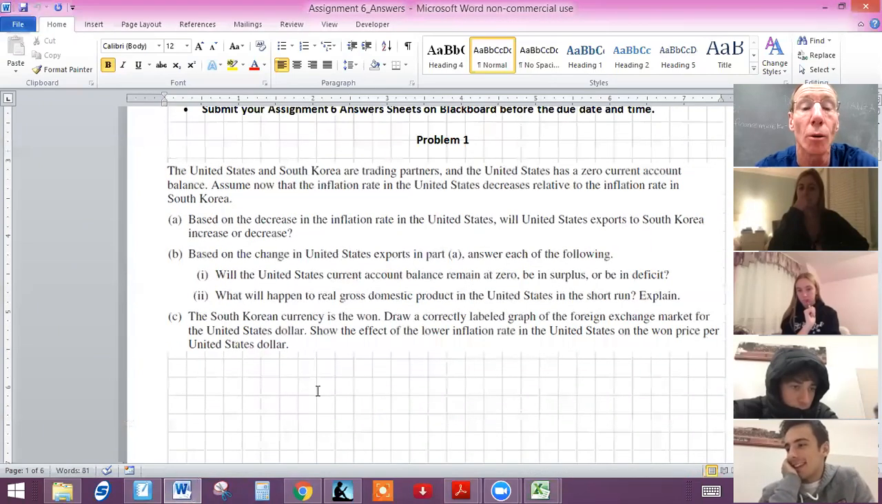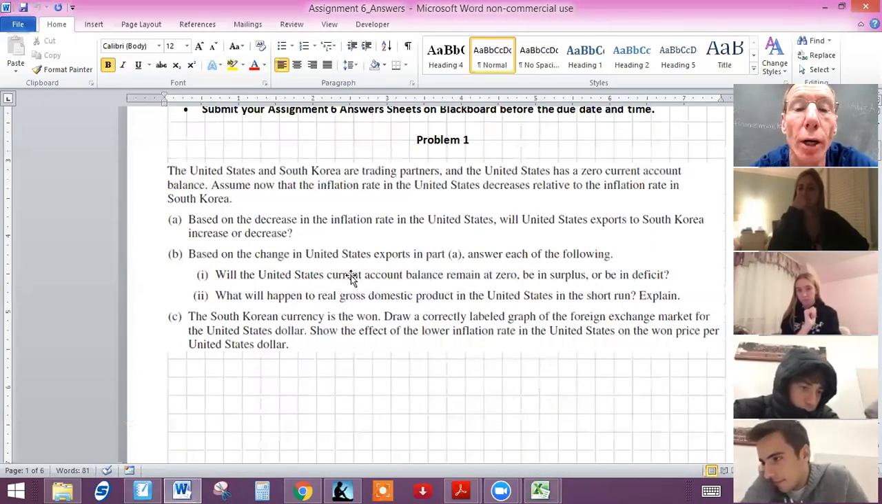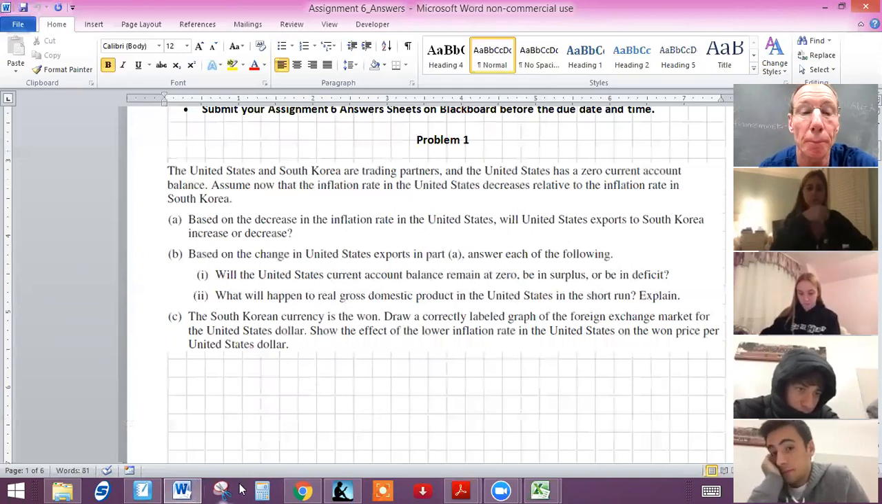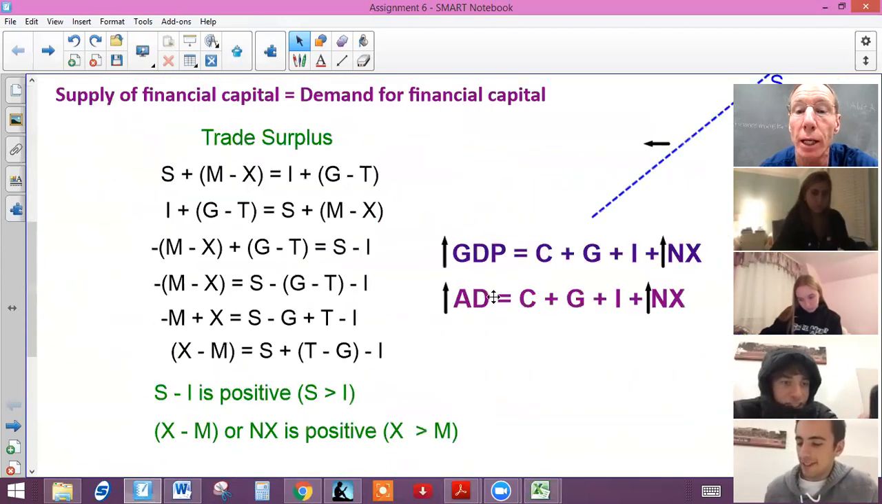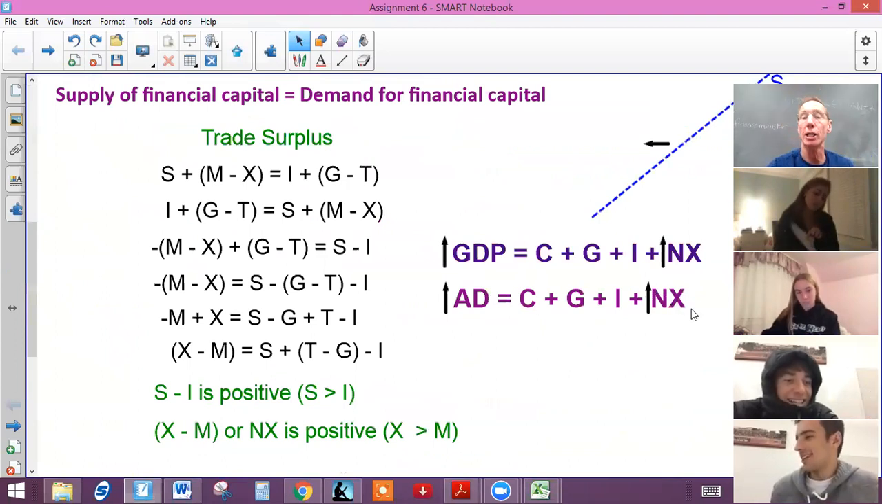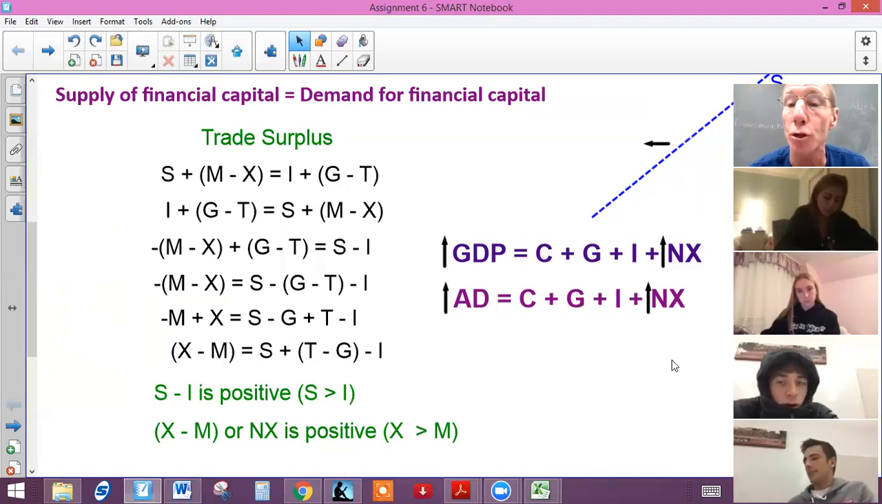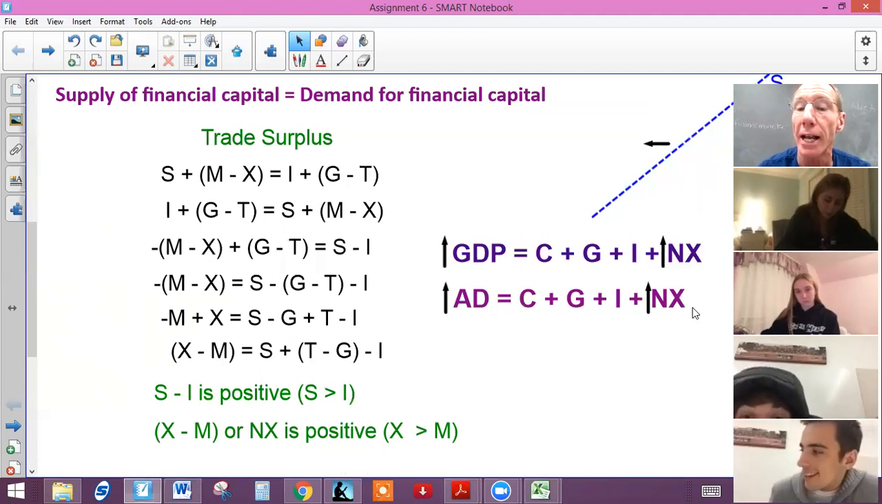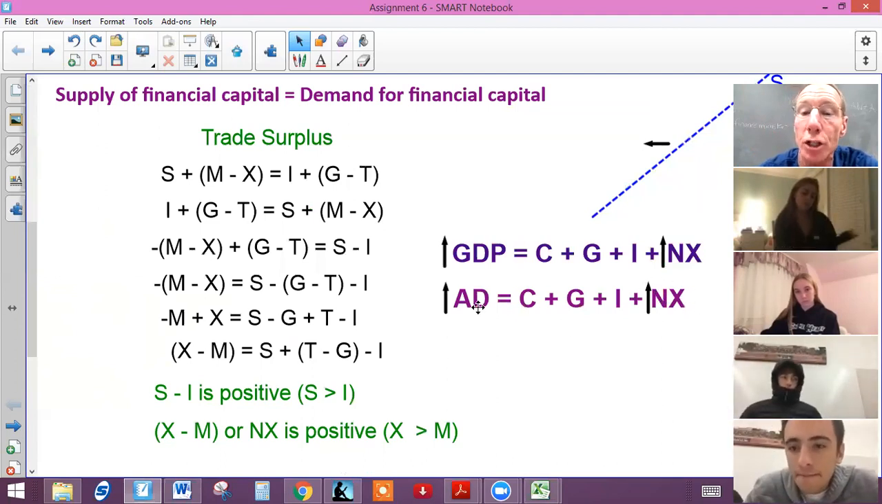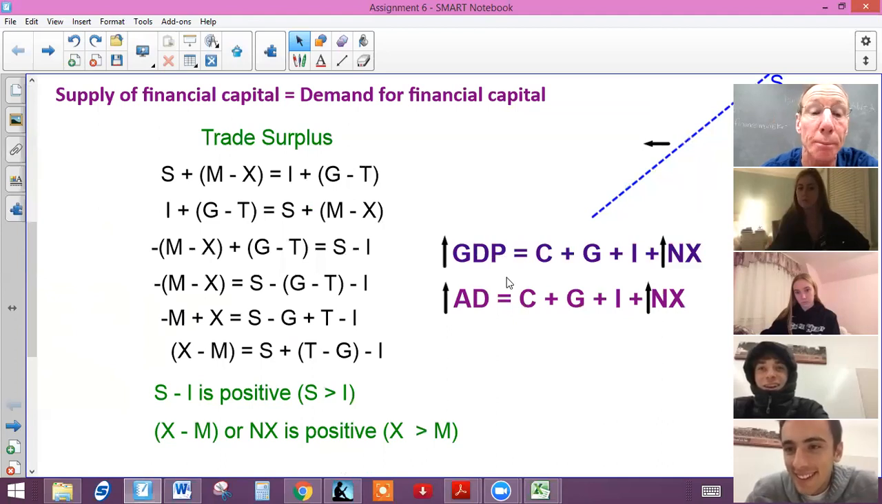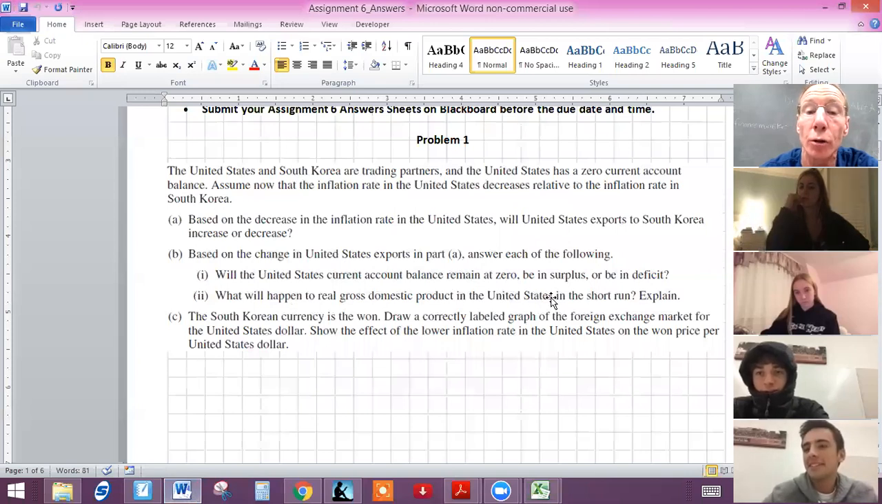All right. What will happen to the real gross domestic product? Well, if you think about the function, if we say that we're going to export more to South Korea, part of the aggregate demand function is net exports. And what are net exports? Exports minus imports. So if exports go up, this whole expression, net exports, goes up, which is going to shift aggregate demand to the right, which is going to also increase our GDP. So the answer there would be that it would increase.